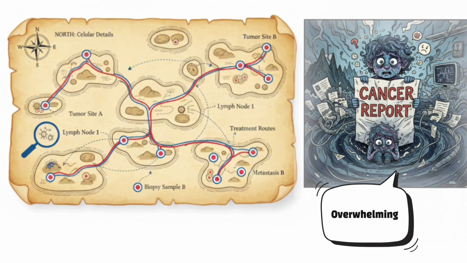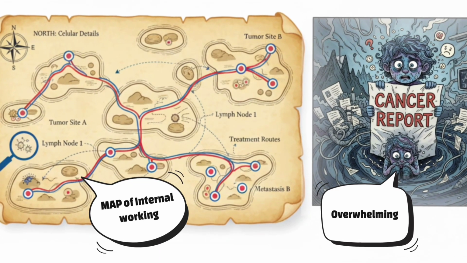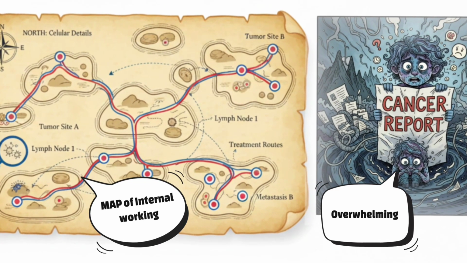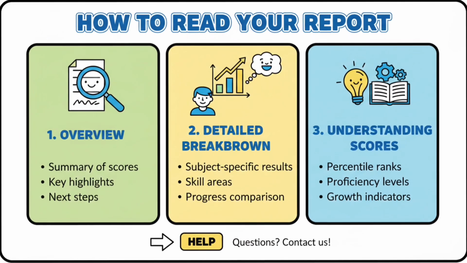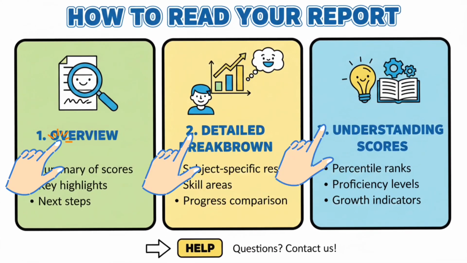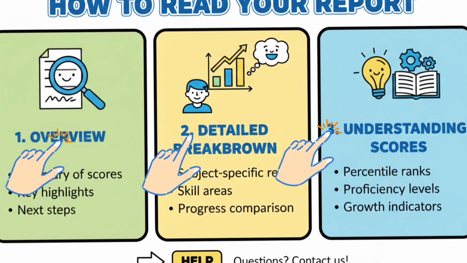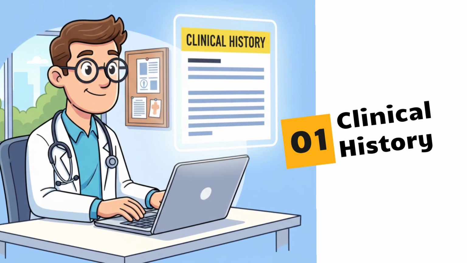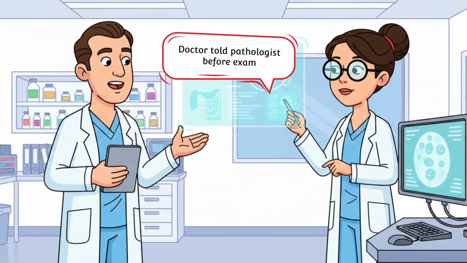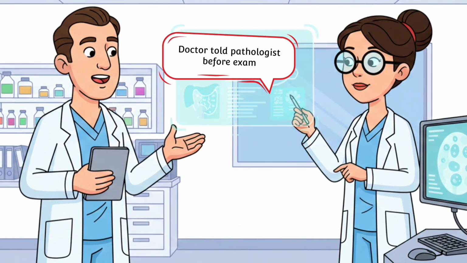Opening a pathology report can feel overwhelming, but it is simply a map of what's happening in your body. In this video, we are breaking down the key sections you need to look for. First, look at the clinical history. So this is what your doctor told the pathologist before the exam.